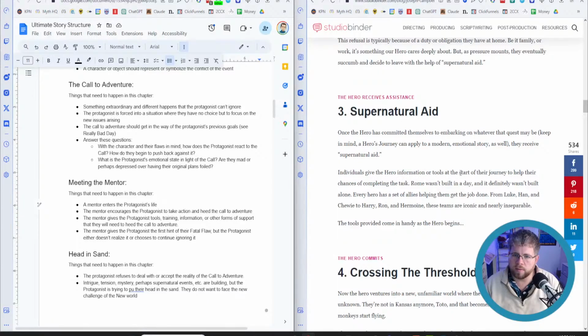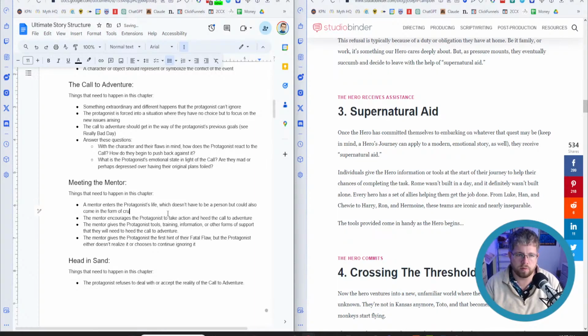Individuals give the hero information or tools at the start of their journey to help the chances of completing the task. Rome wasn't built in a day, and it definitely wasn't built alone. Every hero has a set of allies. So, okay, I'm thinking the mentor doesn't have to be a person, but could also come in the form of crucial information, supernatural aid, so we get that in there, etc.